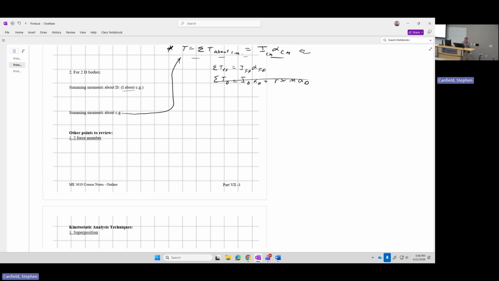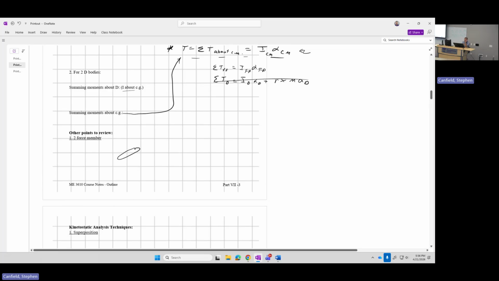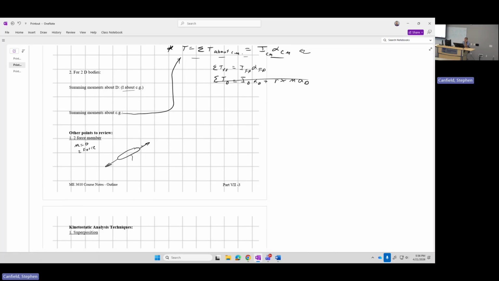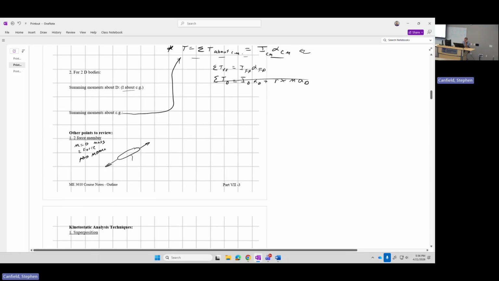A few other points to review. There's the idea of a two-force member. If you have a two-force member, which assumes the mass is equal to 0, and there's only two forces, you can then assume that the forces have to be acting in the direction of the body. So there are no moments; the moment is 0. I said that mass is 0, and then also no moments, no torque. I'm going to use moments and torque interchangeably. No moments acting on it.